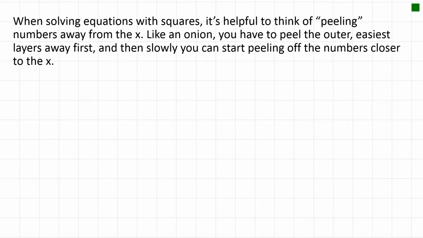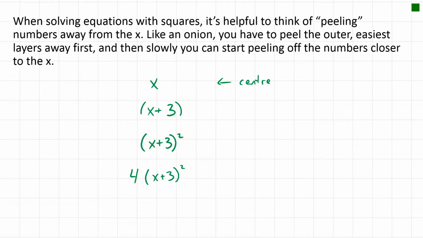Just to show you what that looks like, we're going to start with x, which is like the center of the onion. The closest thing we could put to x would be x plus 3. Then we could add a layer by going (x plus 3) squared. And we could add another layer by going 4 times (x plus 3) squared. So these are like the layers with x at the center.